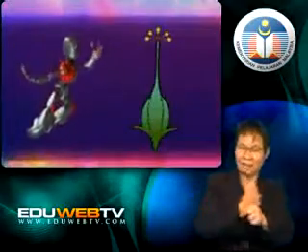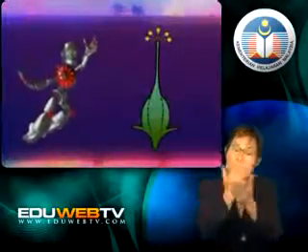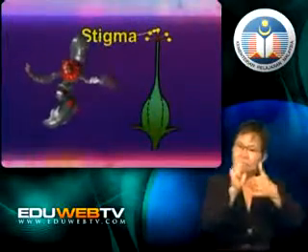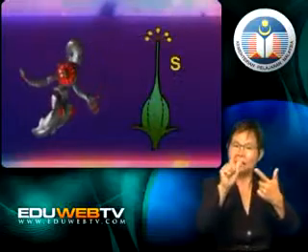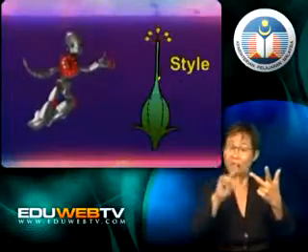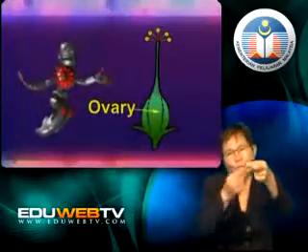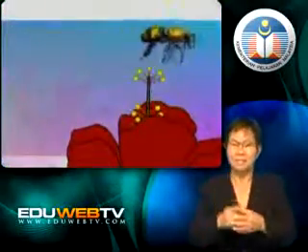Okay, let's get back to the pistil, the female part of a flower. It has 3 parts: the stigma, the style, and the ovary. The style is a long stalk with a swollen base. The sticky part at the top of it is called the stigma, and the base of the style is the ovary that contains ovules or eggs. And just what does the pistil do?